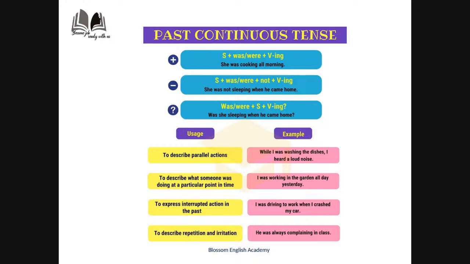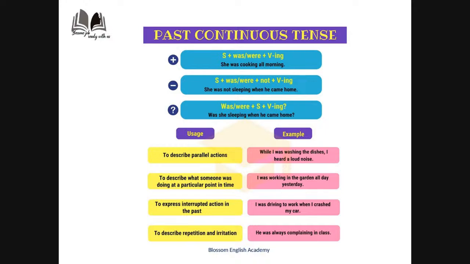Look at the example. While I was washing the dishes, I heard a loud noise, which means the action was, I was washing the dishes. The action was continuing, and that is when another action happened, which is a loud noise. So both of these actions happened simultaneously, and to describe that, you are using past continuous tense over here.